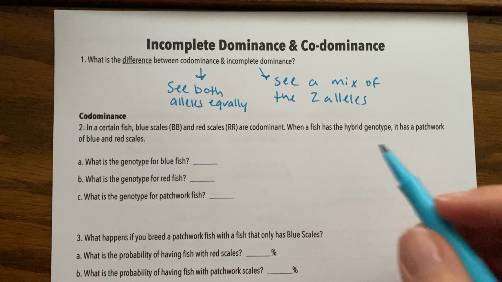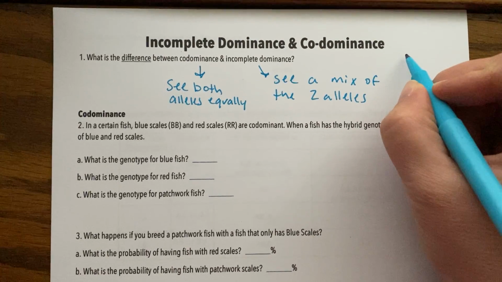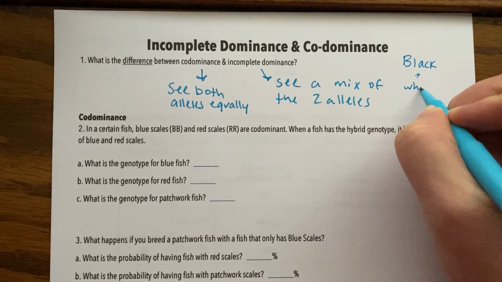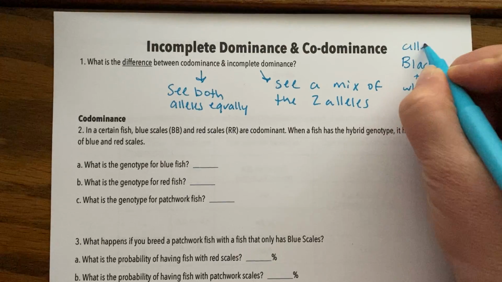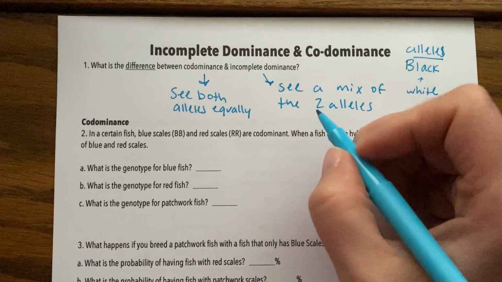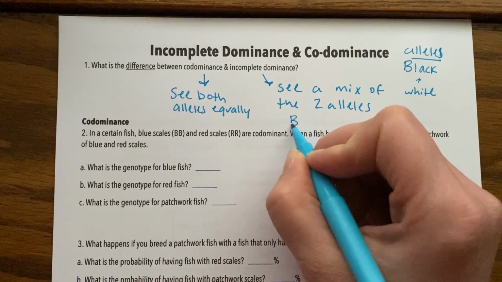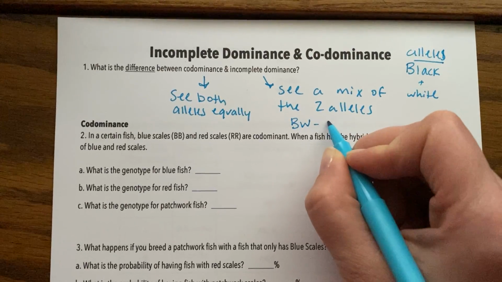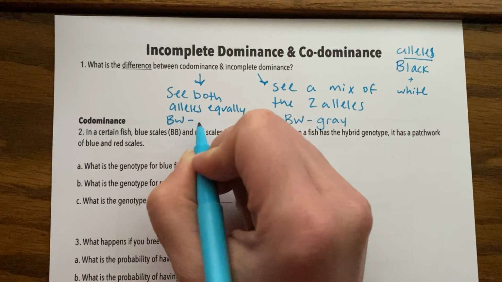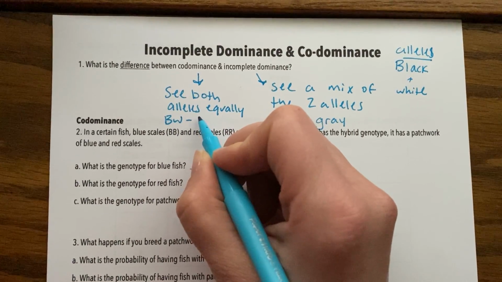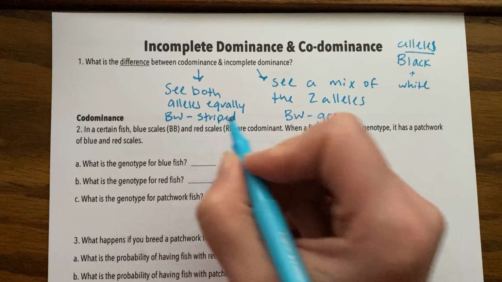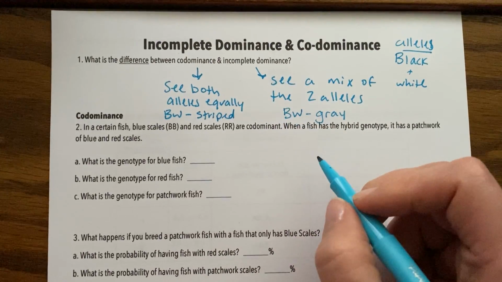So if you were to have two different alleles, and let's say they were black and white, if it followed incomplete dominance and you had a black and a white allele, this would be gray. But for codominance, if you had a black and white allele, this phenotype would look, let's say, striped. So it would be stripes of black and stripes of white, where in this case they blend together for incomplete.